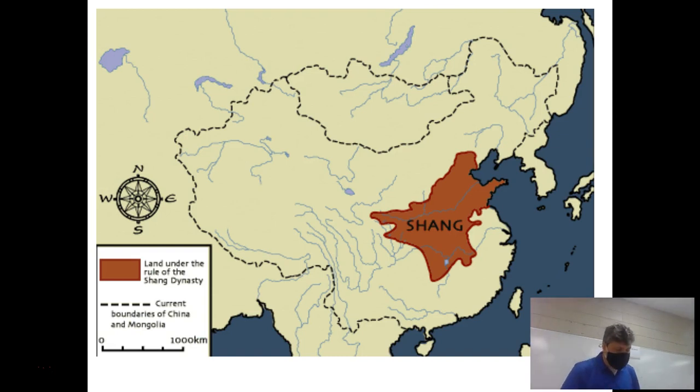Two early dynasties that really matter are the Shang dynasty, which emerges about the 16th century BC, and the Zhou dynasty, which emerges in the 11th century BC. These are ancient dynasties in China. The Zhou dynasty lasted somewhere in the neighborhood of 800 years.